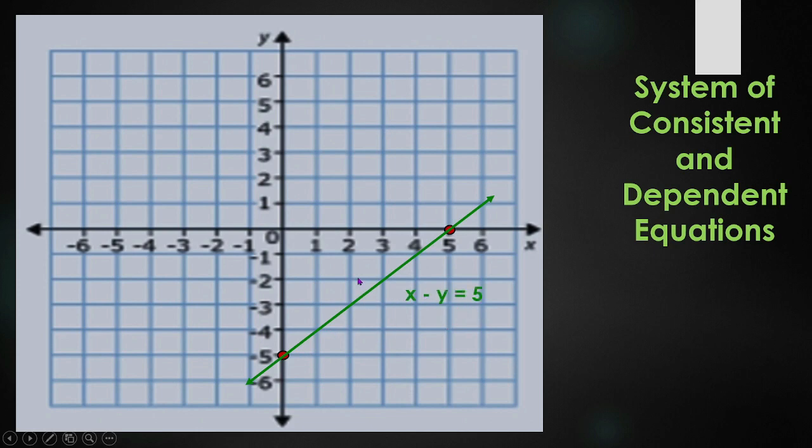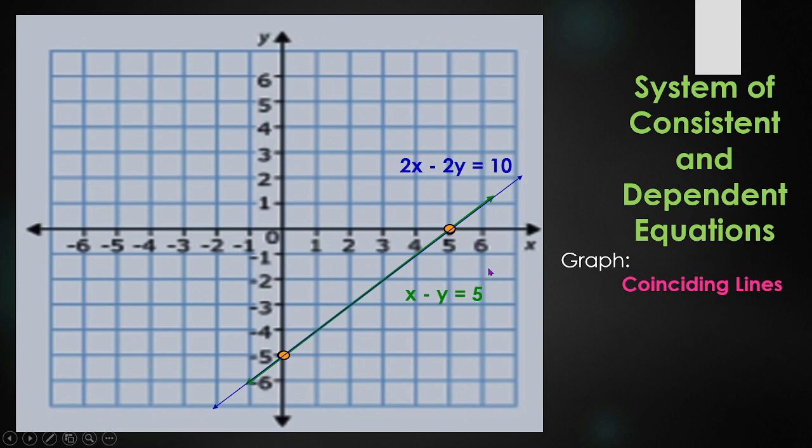Let's have the second equation. Alright, so we have the same point, 5, 0. So it contains the x-intercept of the second equation. And, alright, the same point, 0, negative 5. It contains the y-intercept of the second equation. Then we again connect the 2 points by drawing a line that passes through them. This blue line is the graph of the equation 2x minus 2y equals 10. That's the second equation. As you can see, the lines are coinciding or overlapping.